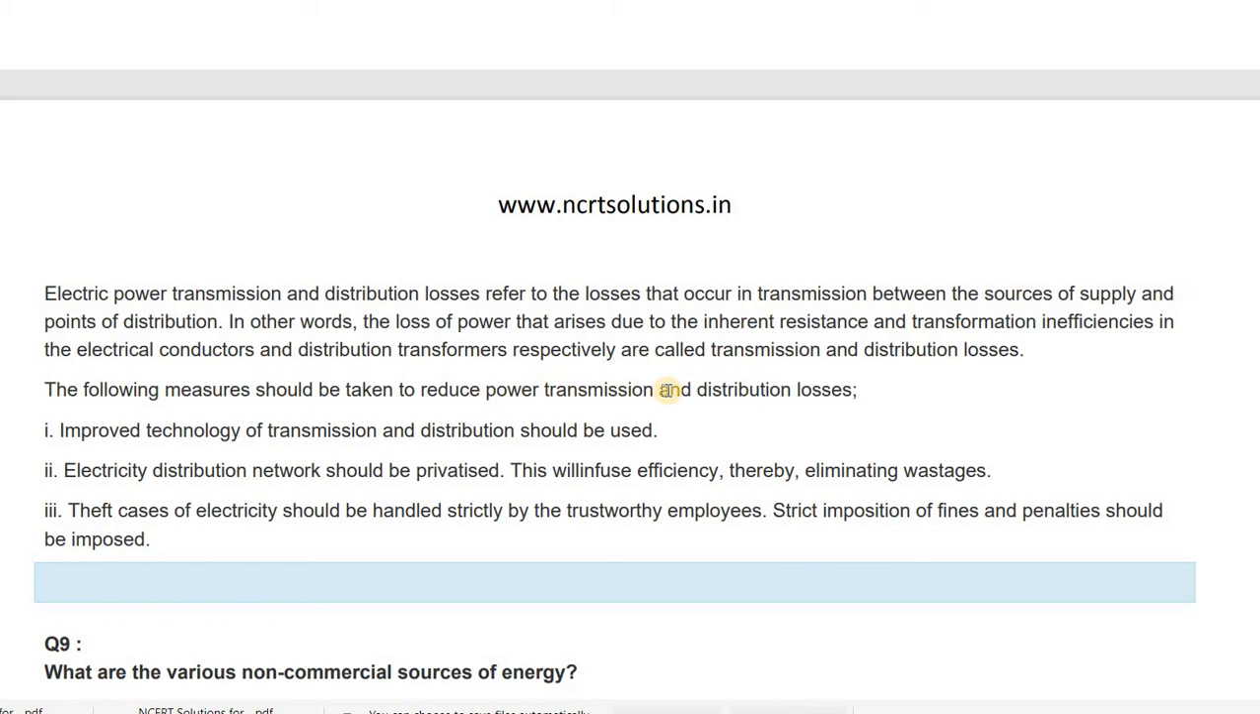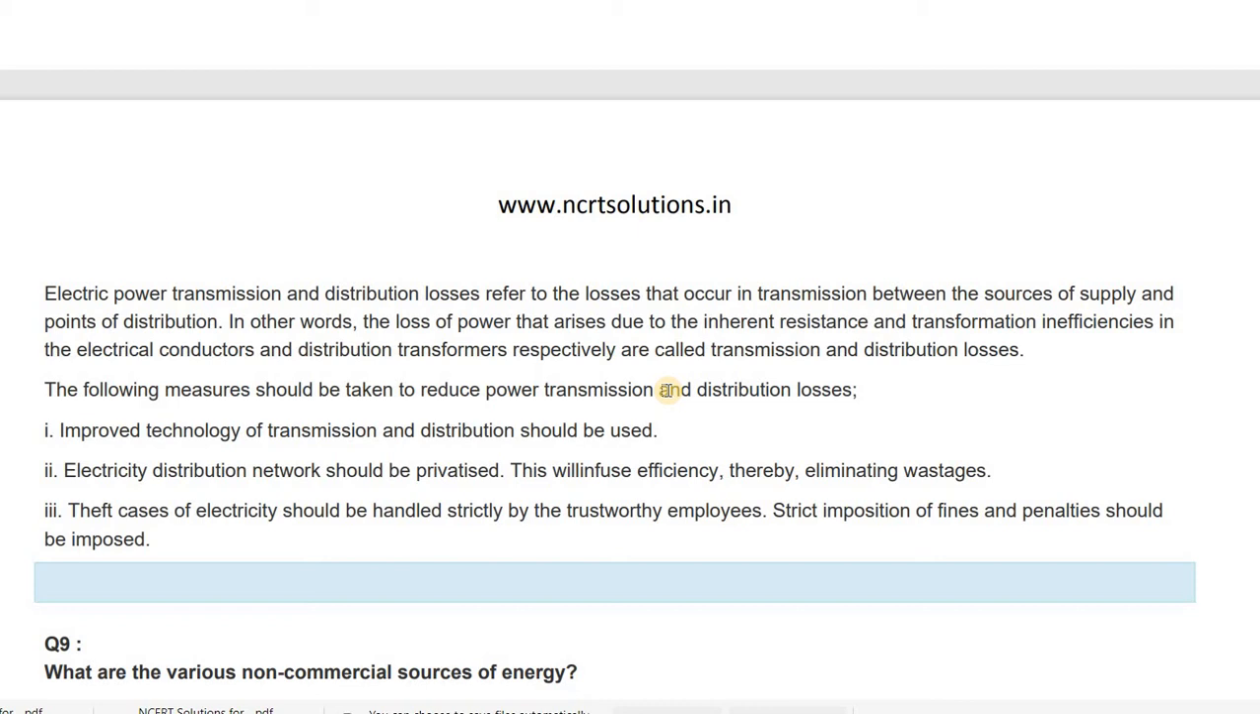Improved technology of transmission and distribution should be used. The electricity distribution network should be privatized. That is the main thing. This will increase the efficiency, and through that we can eliminate the wastage. Theft cases of electricity should be handled strictly by trustworthy employees. Strict fines and penalties should be imposed.